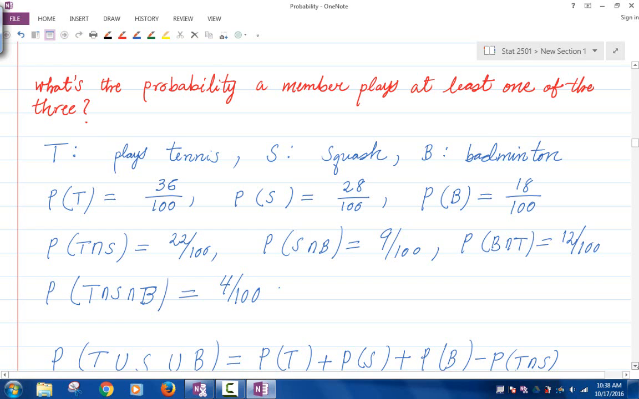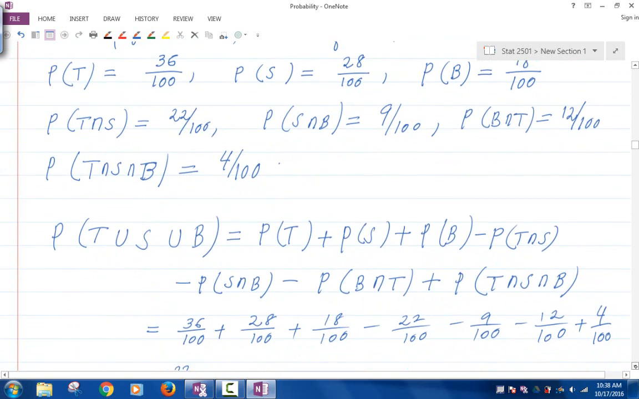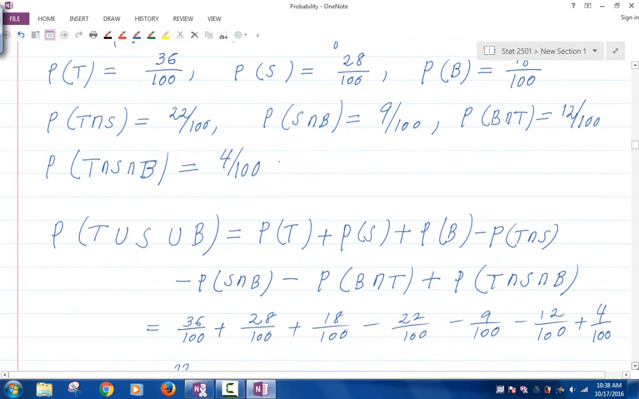So now, what's the probability that a member plays at least one of the 3 games, right? And so that's basically asking the probability that a member either plays tennis or plays squash or plays badminton, right? So that's basically the probability of the union of T, B, and S. Is that making sense? The question really is, what's the probability of T union S union B?